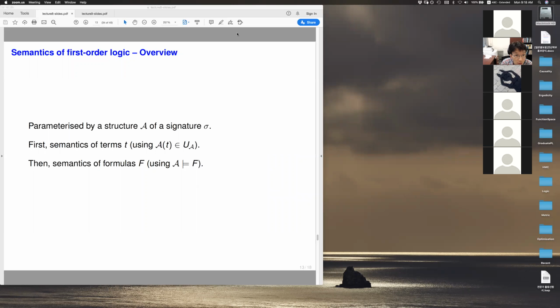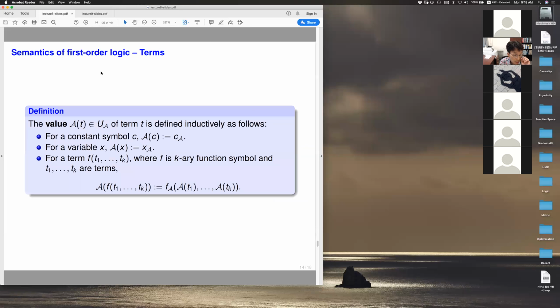Okay, so let's see the semantics of terms. The semantics of terms is, in both cases, pretty straightforward. If you are not familiar with this type of semantics, just identify what's given and what we have to do. What's given is that we are given a structure. What we have to do is define the meaning of all the terms, A of t, for all terms t.